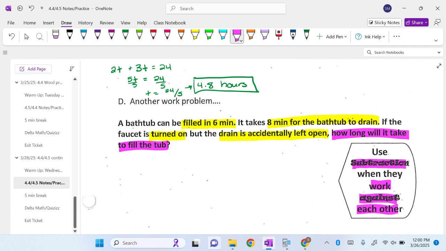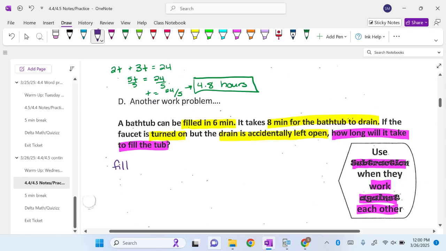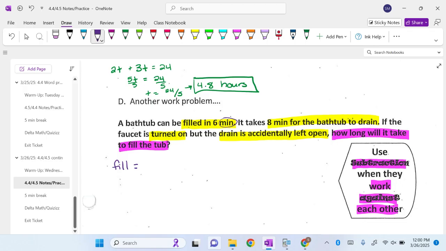So let's think about how I would set this up. Let's look at per hour first. So for the tub to fill, or per minute, I should say, because we're in minutes. Basically you do it per whatever the unit is. So per minute, how much of the tub would fill per minute?